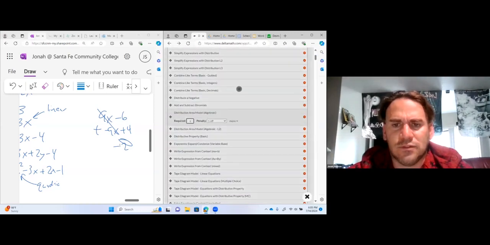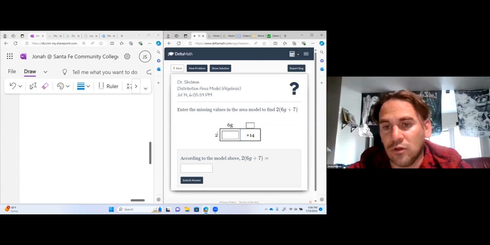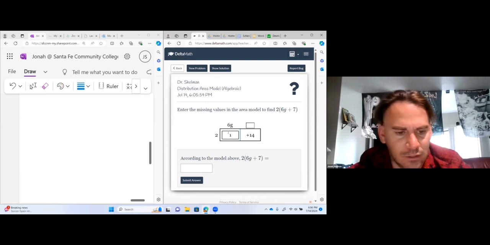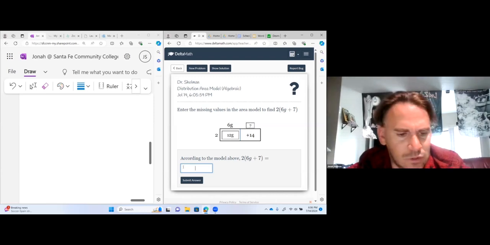All right, let's do this one. We might as well use this area model. So 2 times 6g is going to be 12g, because we got to see every way to do this, right? So here's 12g. And 2 times what is 14? 7. According to the area model, 2 times 6g plus 7 is 12g plus 14.